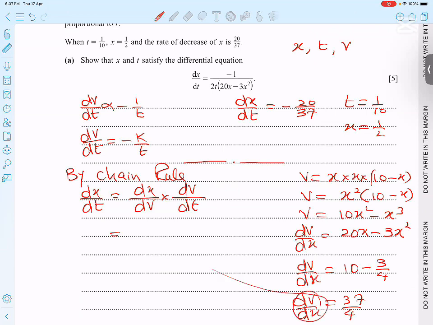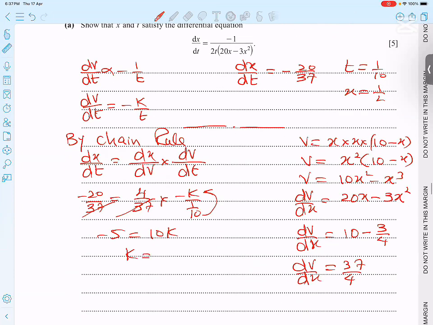But we're looking for not dv over dx, this reciprocal. So I will flip the numbers here. So I will get 4 over 37. At the same time, this value I replace by negative 20 over 37. Now on the left, I will replace this value, negative k over t. But the t value I replace by this number, 1 over 10. 1 over 10 will flip, becomes 10. Okay, now what about this? 37 cancel, 4 will go down, and I got negative 5, where I got 10k. So k value turns out to be negative half. So negative half, I got it.